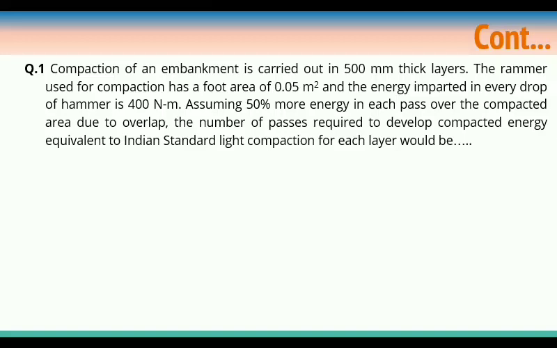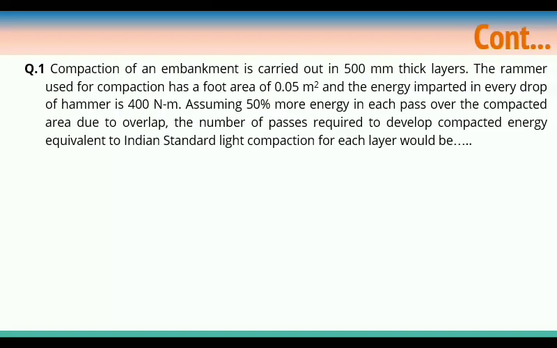Question number 1: Compaction of an embankment is carried out in a 500 mm thick layer. The rammer used for the compaction has a foot area of 0.05 meter square, and the energy imparted in every drop of the hammer is 400 Newton meter. Assuming 50% more energy in each pass over the compacted area due to the overlap, the number of passes required to develop compaction energy equivalent to the Indian standard light compaction for each layer would be.